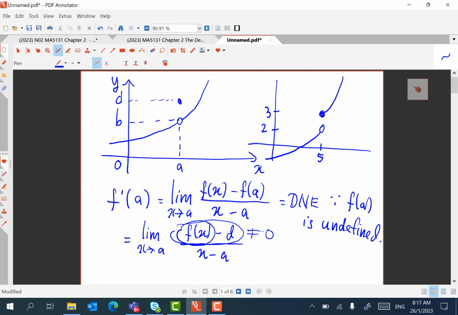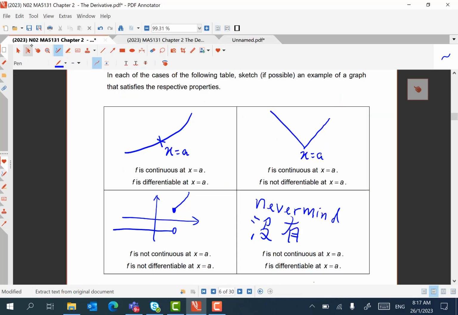Right, thank you for speaking up. Because there's 0 on the denominator, the thing will explode, and therefore, thank you for this example. It doesn't work. The answer is wrong. The answer therefore is never mind.